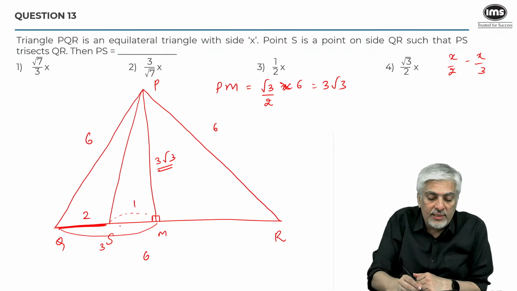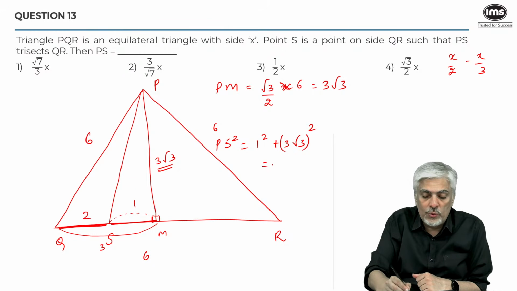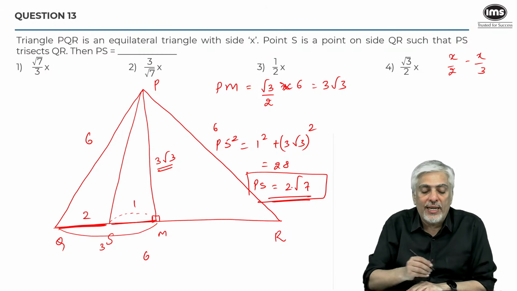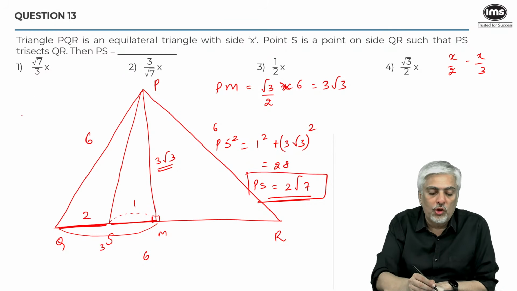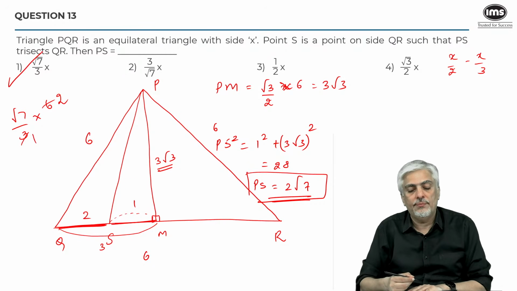And now I can do literally the Pythagoras orally. PS square is 1 square plus 3 root 3 square. 3 root 3 square is 27. 27 plus 1 is 28. So PS is root 28, which will be 2 root 7. Now I have to go to the options and put x as 6 and see when I get 2 root 7. So first option, root 7 upon 3 multiplied by x, I had taken 6. I am getting 2 root 7. Answer is the first option.